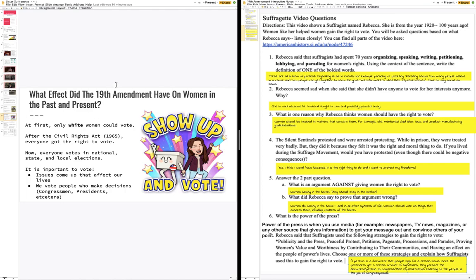So just a quick note. What effect did the 19th Amendment have on women in the past and present? So it is to be noted that only white women could vote. The 19th Amendment only made it so that white people could vote. It took until 1965 with the Civil Rights Act that made it so everyone could vote. So black women couldn't vote until 1965. Isn't that crazy? 1920 to 1965.